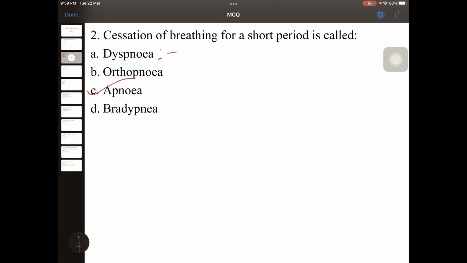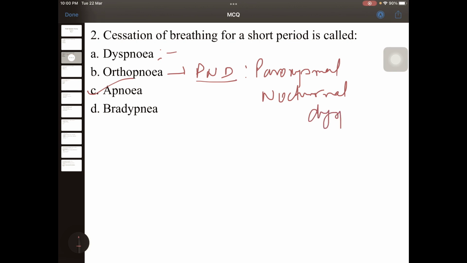And orthopnea is breathing discomfort when lying down flat. Or sometimes there is PND, which is paroxysmal nocturnal dyspnea.